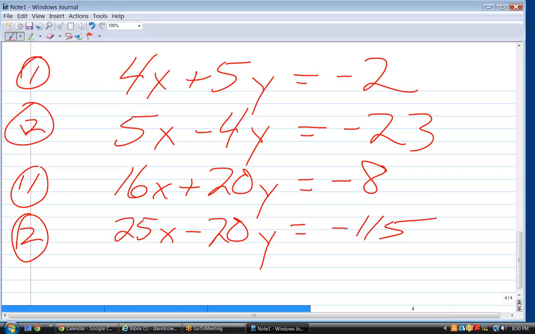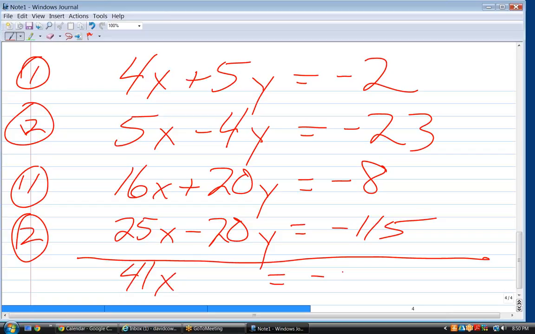Can you see why I did what I did? In other words, why did I multiply equation 1 by 4 and equation 2 by 5? Because it created the same coefficient 20 in the y term. So you can cross y out. Right. I can now add the two equations that I have. And I've got 41x equals minus 123. X is equal to minus 3.